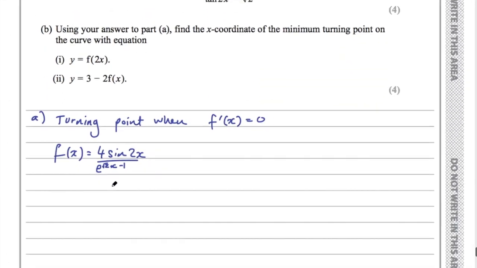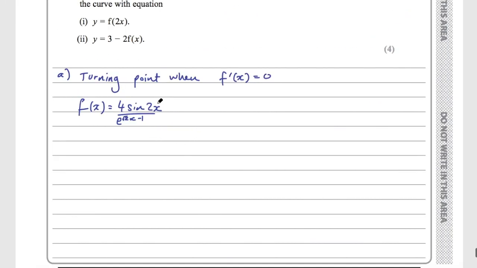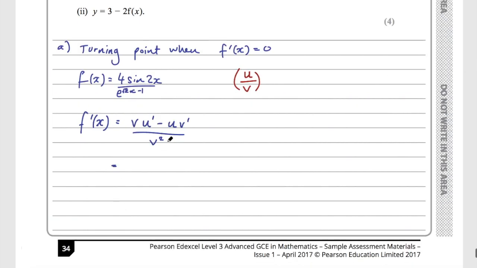Okay, so now we want to find the derivative of this function. We are going to need the quotient rule because we have a variable on the top and bottom line. So remember, the quotient rule says that f dash x will equal v u dash minus u v dash over v squared, where the top line we let equal u and the bottom line is v. Okay, so we just need to write this out with all of the variables in the correct places.